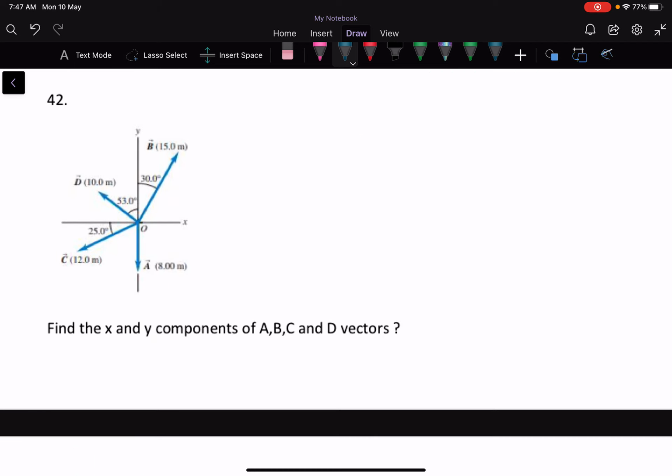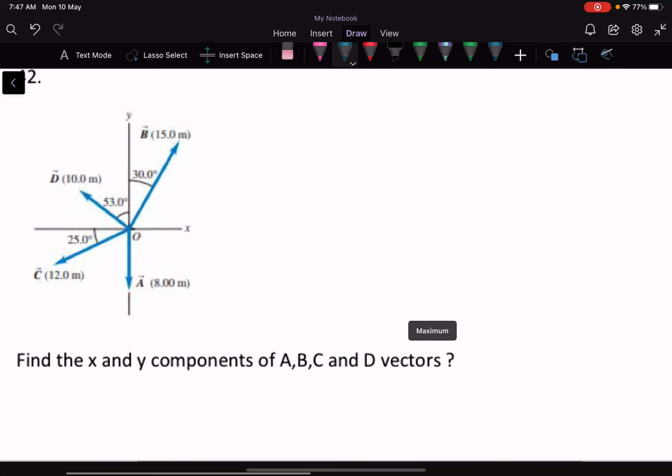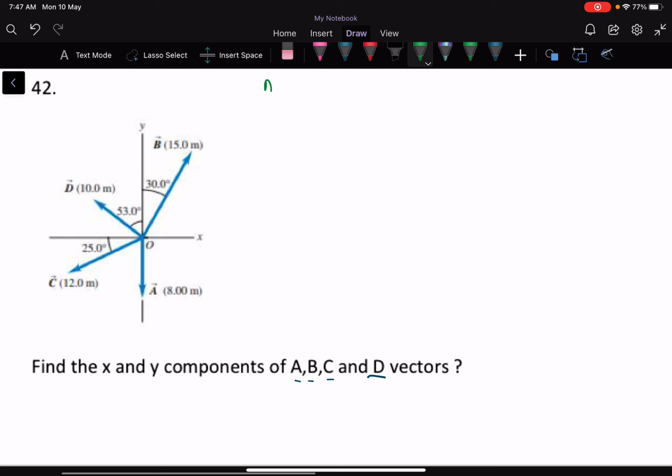Now question number 42. He has given a diagram. Find the x and y components of the A, B, C and D vectors. Now here the magnitude of A is how much? 8 meters. And what is the direction here? Theta. Theta is found from the positive x-axis to the corresponding vector in the counterclockwise direction. From here to here is how much?